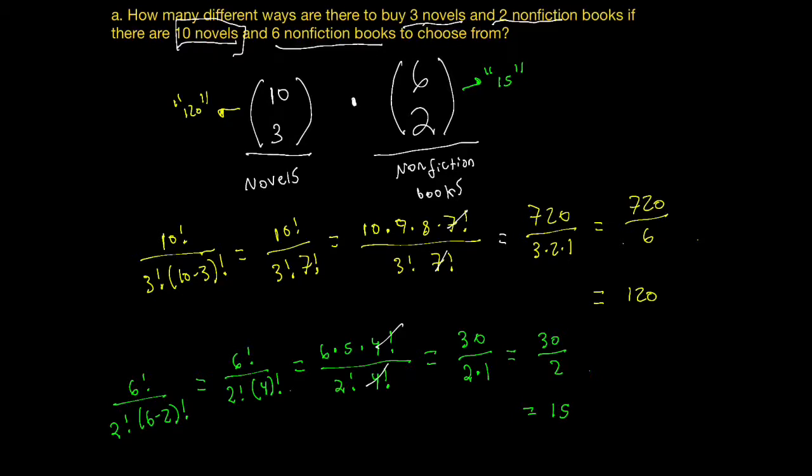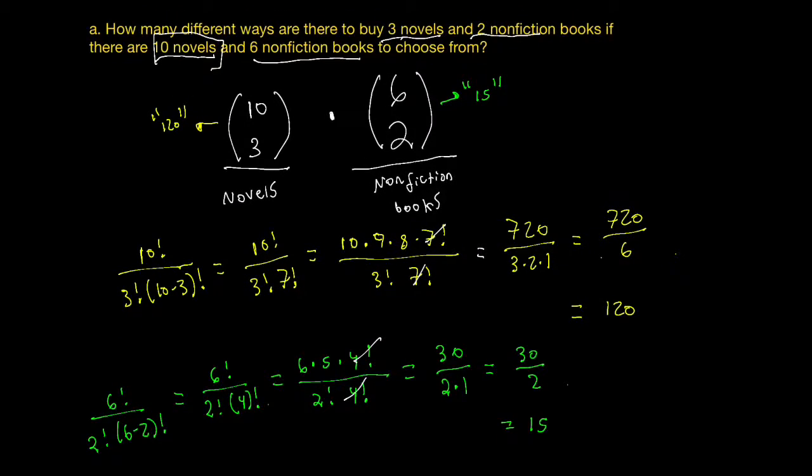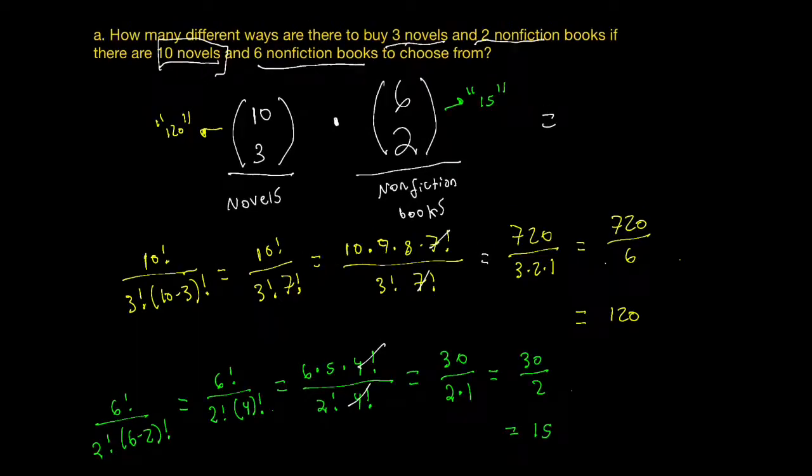So to get all the different ways in which I can get novels and nonfiction books, I'm going to have to multiply 120 times 15, and we get a total of 1,800. So that's the possible ways in which we can choose 3 novels out of 10 and 2 nonfiction books out of 6. So let's try one more example before you try them on your own.